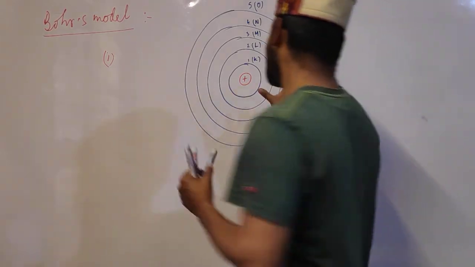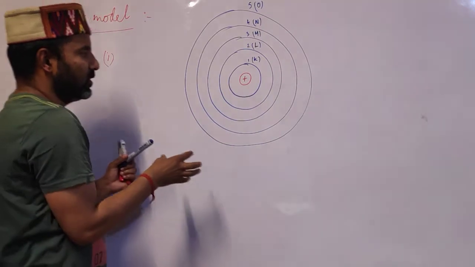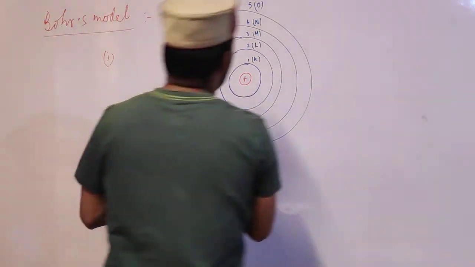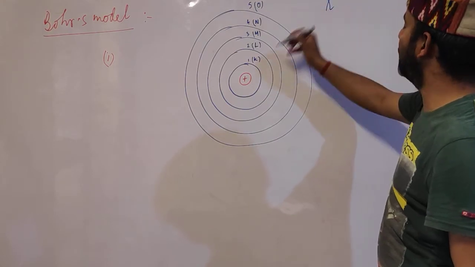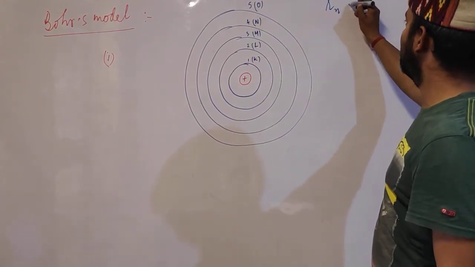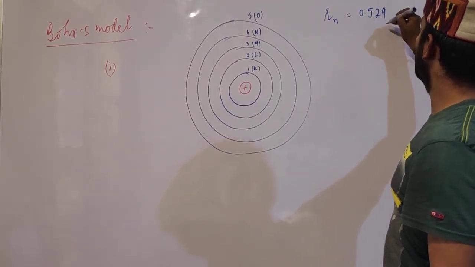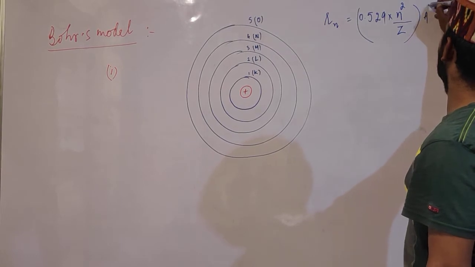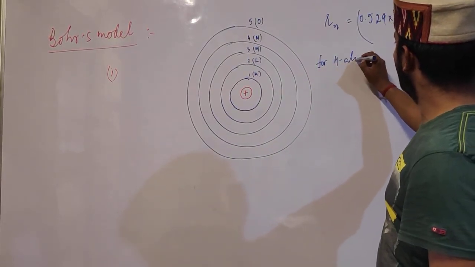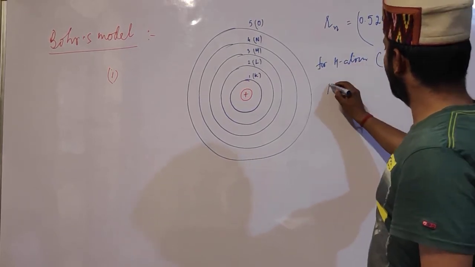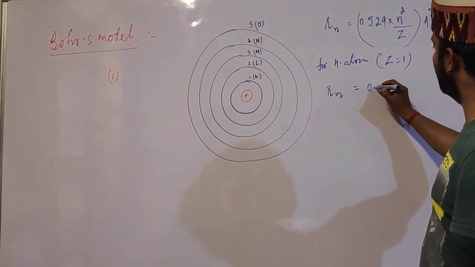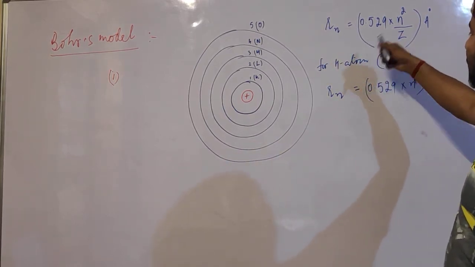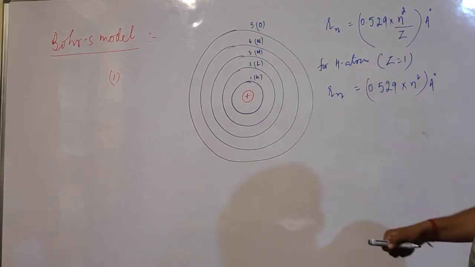Now since these orbits have fixed radii, these radii of the orbits were then measured, and we express the radius of an orbit, say the nth orbit, as Rn = 0.529 × n² / Z angstrom. Now for hydrogen atom, we take Z as 1, so the radii of the various orbits are expressed as 0.529 × n² angstrom. Whereas for hydrogen-like ions like helium, lithium and beryllium ions, we also use this Z.